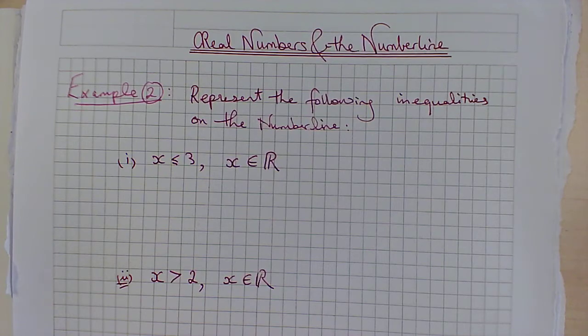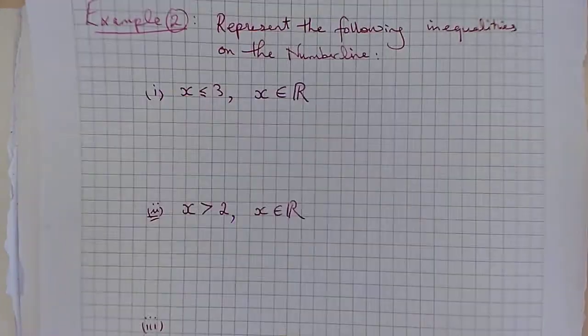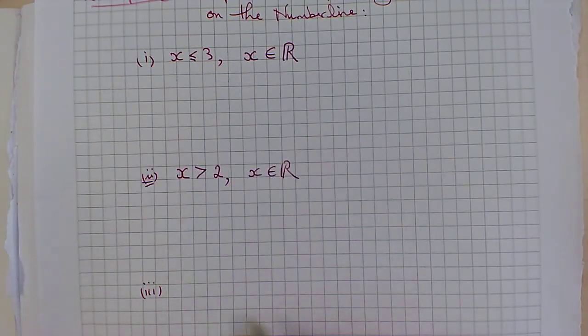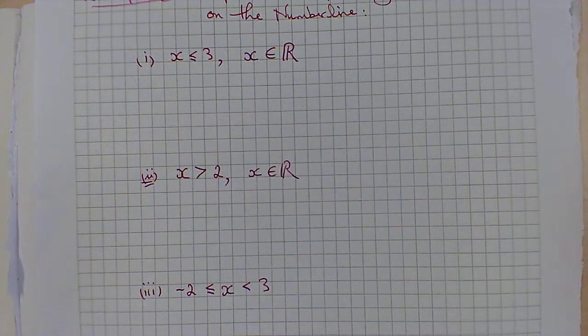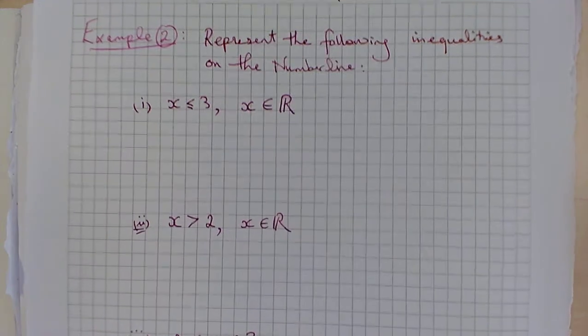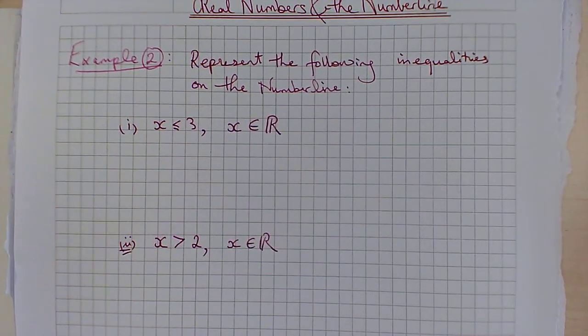And the third one we're going to do is a combined inequality where x is between two numbers. So the way we're going to write it is minus 2 is less than or equal to x, which is less than 3. So even when we're looking at that there, we can see that x is between minus 2 and 3, but it can never actually be equal to 3, and it can be equal to minus 2. So these are the three inequalities we're going to plot on the number line.